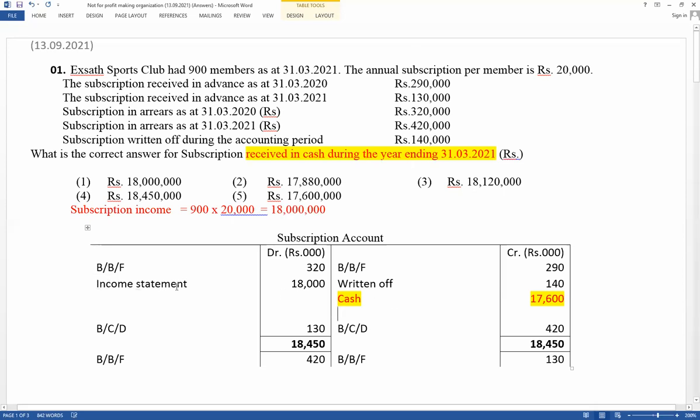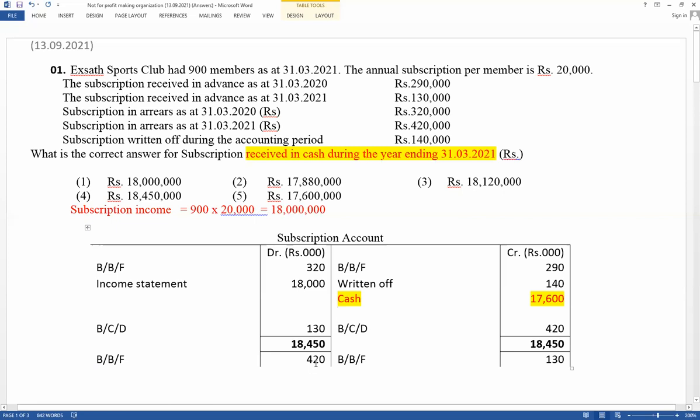First one, subscription income should be included under income in the income statement. Subscription written off under expense. And cash account debit, it should be recorded in the cash account. And the closing balance should be included in the financial position.